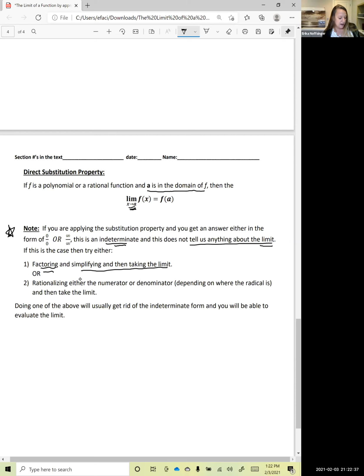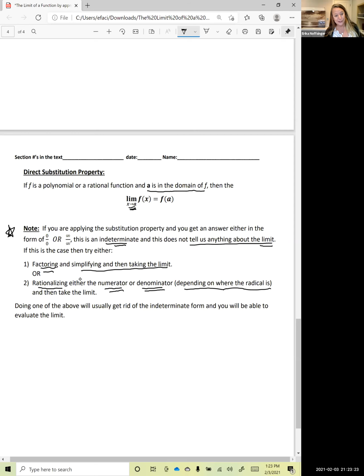Maybe it doesn't factor. If you look at it and you have radicals in your quotient, so you have a fraction you're taking the limit of, and there are radicals in there, then you want to try to get rid of the radicals. Remember, we can rationalize, and a lot of times in college algebra, we really concentrated on rationalizing, getting those radicals out of the denominator. But in this class, it's helpful sometimes to rationalize the numerator too. So rationalizing either the numerator or denominator, depending on where your radical is, and then take the limit. Doing one of these, hopefully, is going to get rid of that indeterminate form.